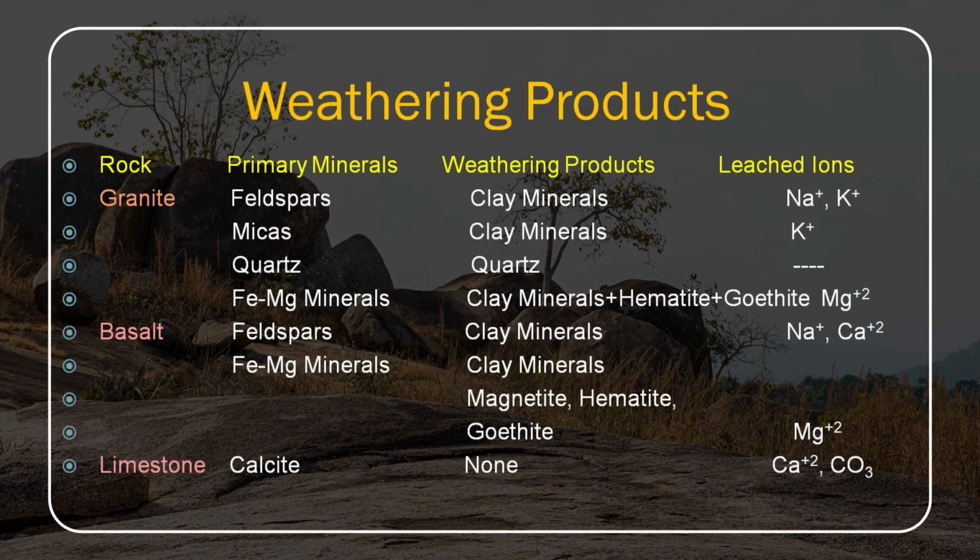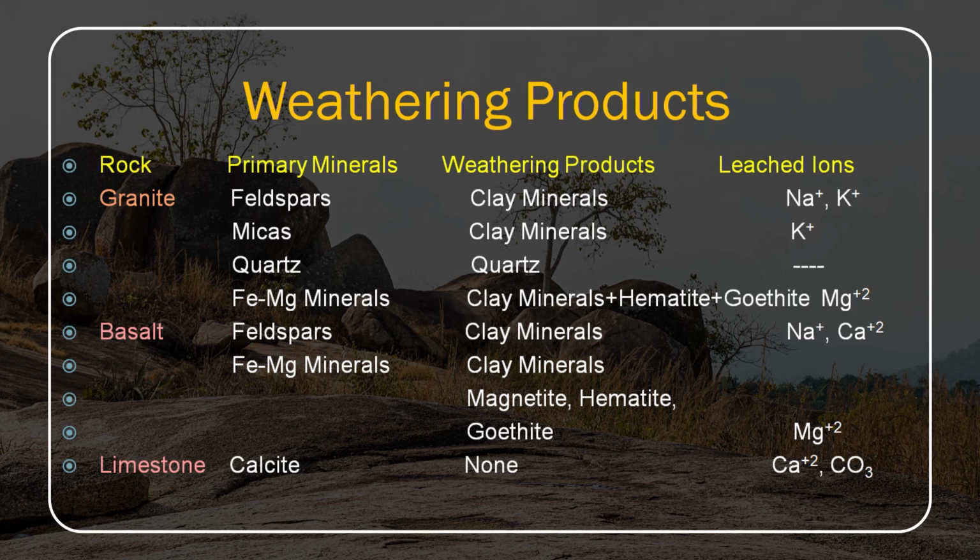This is a table which tells you how different types of rocks weather. Most common rocks on the Earth's surface are granite, basalt, quartzite, and sandstones. Since we are talking about the sandstones, we are not including them as a source rock, but we consider granite, basalt, and limestone as the source material here. On breakdown, they produce feldspars, micas, and quartz. Primary minerals are quartz and iron minerals.